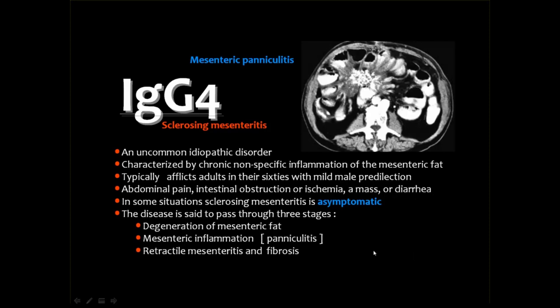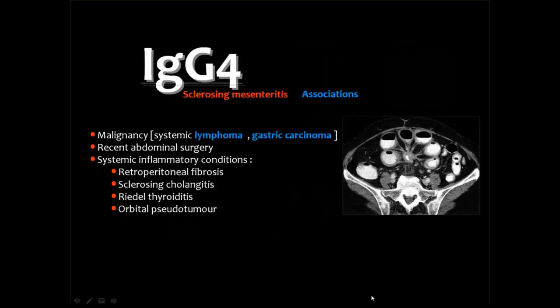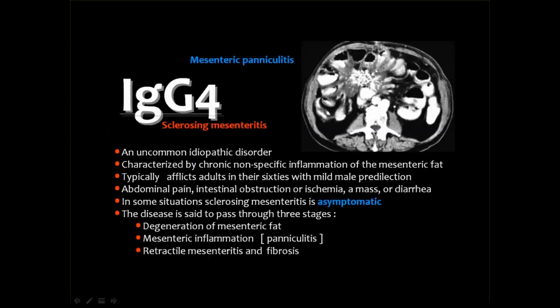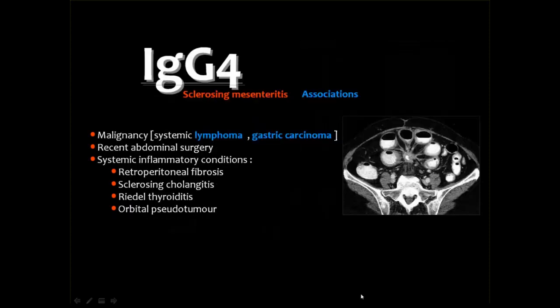Then the disease is said to pass through three stages: the stage of degeneration of the mesenteric fat, then mesenteric inflammation, which is known as panniculitis, then fibrosis, which is known as retractile mesenteritis or sclerosing mesenteritis. In this example, you see a lesion involving the mesentery, and you can see the radiating fibrous bands from the lesion with dense matrix calcification and some air fluid levels in the intestine denoting intestinal obstructive changes.